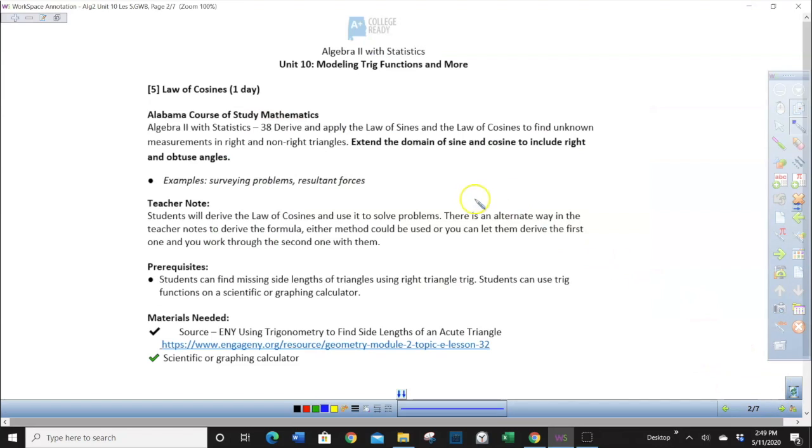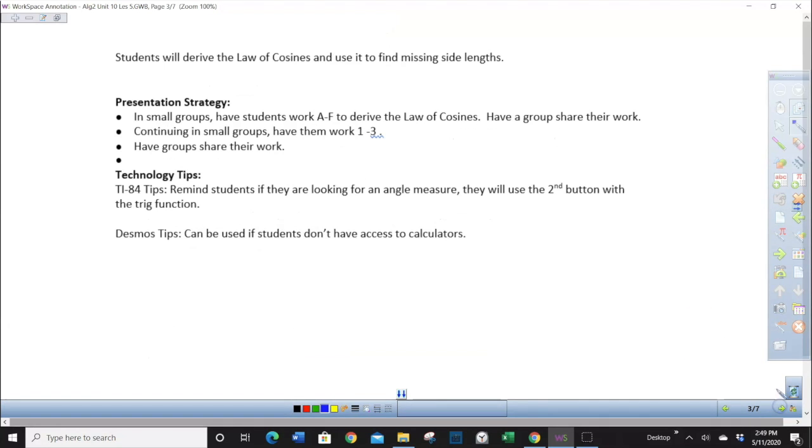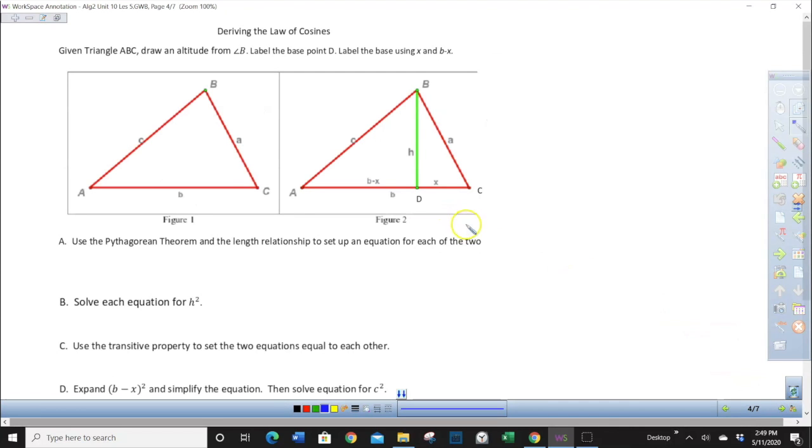And then when we look at the scope of sequence, as all the others, it shows us how many days. It shows us the course of study objective. It gives us some teacher notes, some prerequisites, materials needed. Remember, you need a scientific or a graphing calculator. It gives you presentation strategies. It gives you technology tips. So now let's look at the lesson.